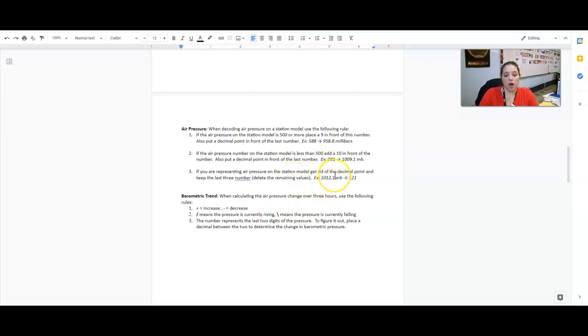So if it is under 5, you're going to put a 10. This is under 5, so I put a 10 in front, and there's that decimal behind it. If it is 5 or above, you're going to put a 9 in front of it and put a decimal between the last two. So there's 588. It'll be 958 decimal 8. Okay?